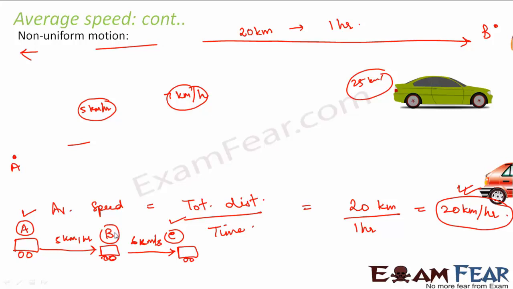Whenever you want to calculate the average speed, you should always calculate the total distance, then divide it by the total time taken for the entire journey. So in this case also, average speed will be the total distance AC divided by the total time taken to reach from A to C. Right? So this is the correct way of calculating the average speed.